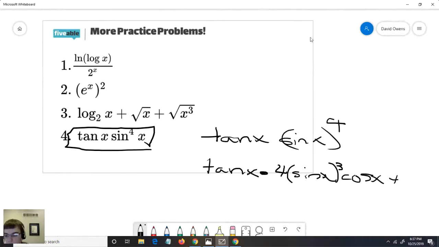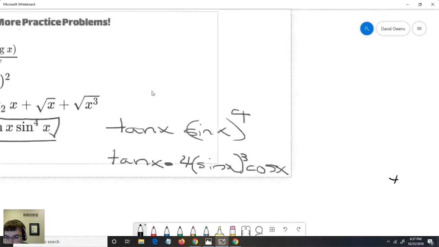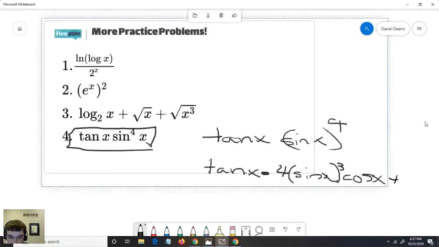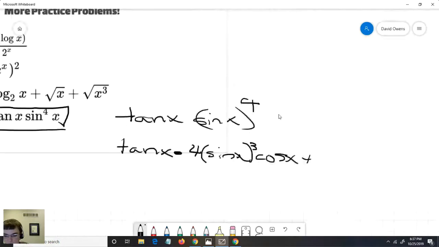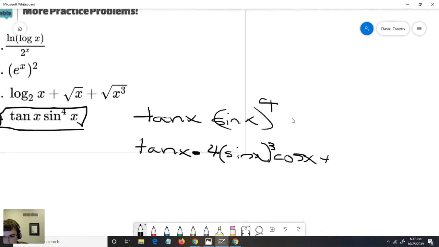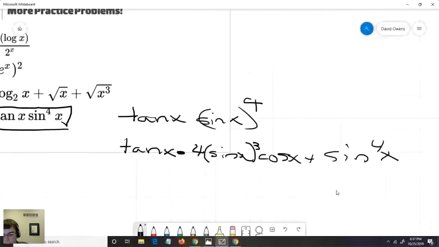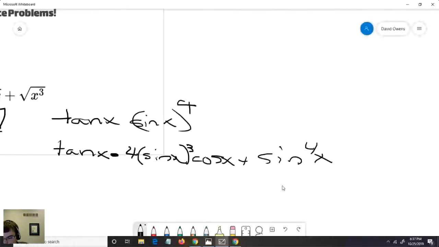And to that, we're going to add, well, come back here, the second times the derivative of tangent, which, if you recall from our trig identities, is secant squared of x.